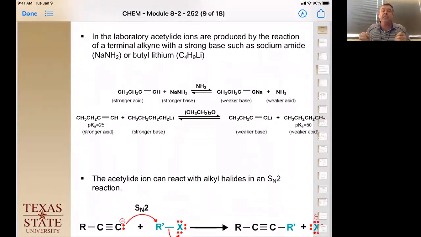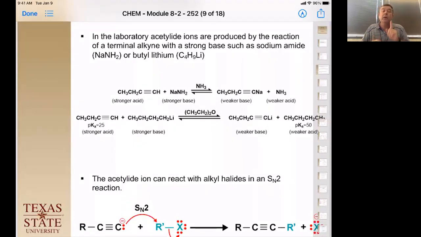So we can't just use something like hydroxide or alkoxide to remove that. We have to use a much stronger base. And we have two strong bases we tend to use with this material. One of them is called sodium amide, and we use that in ammonia as our solvent. But then the other thing we can use is what we call butyl lithium. Notice it's the 4 carbons with a lithium on it.